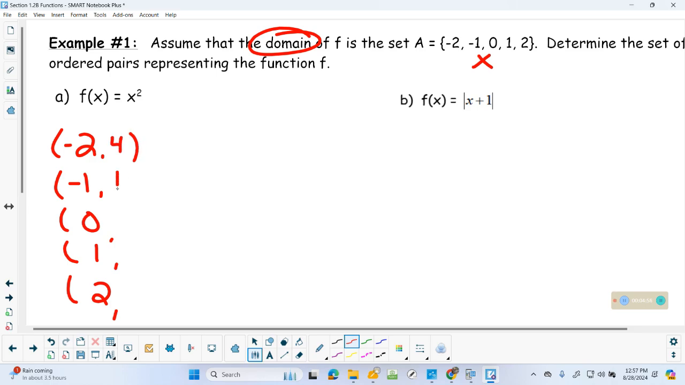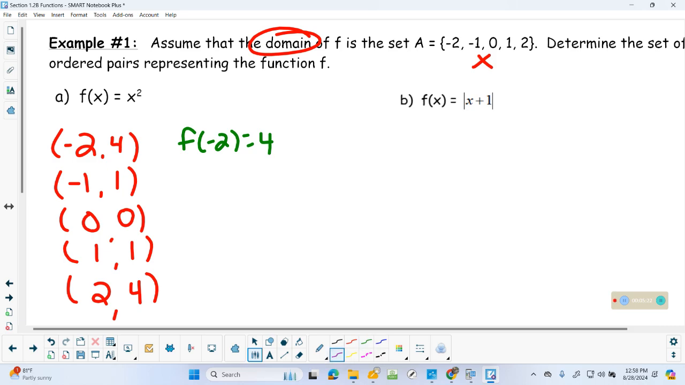-1 squared, 0 squared, 1 squared, 2 squared. Now, just to relate it to yesterday, this is the same thing we did yesterday on the back of your homework. It's just a different style of answer. They want ordered pairs. Yesterday, I asked you to give it in function notation. It is the same thing. It's just a matter of how they want you to write the answers.